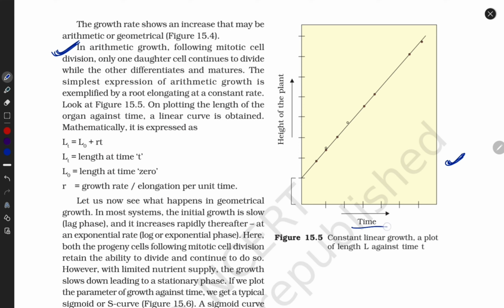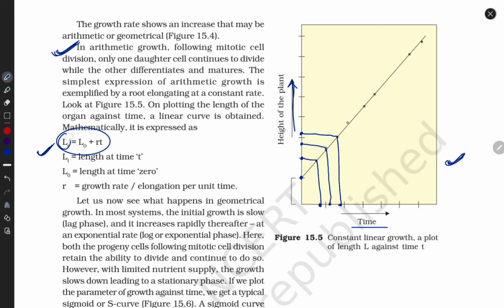This is the time and this is the height of the plant. At a particular time we start, the plant germinates. This much height in its specific timing, this much height at that timing, this much height at this timing. So according to time, growth is constant and height constantly increases. Okay, this is the formula of arithmetic growth rate. We can calculate the arithmetic growth rate by this formula.